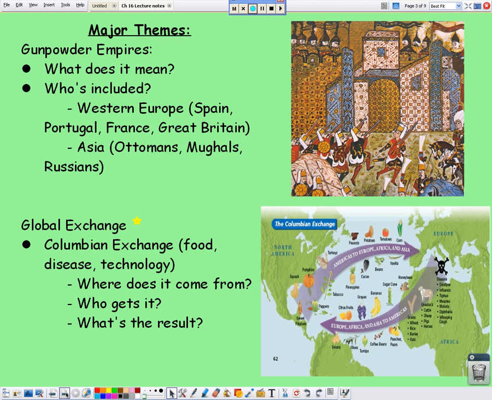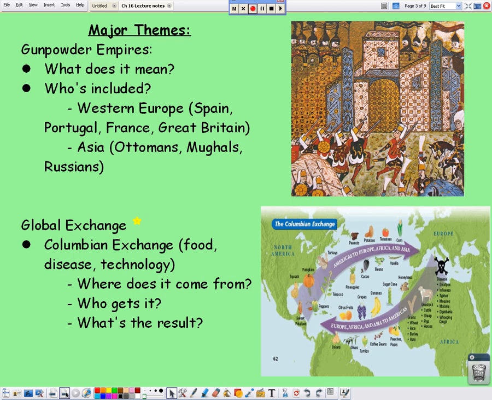So when we say gunpowder empire, what do you think we mean? And it's a pretty simplistic explanation, actually, so don't feel like you have to get too fancy. What do we mean by gunpowder empire? Yes? Right. Those who have gunpowder make empires and rule over the people that don't have it. Like I said, it's actually pretty simple. We're not trying to be tricky with this one.